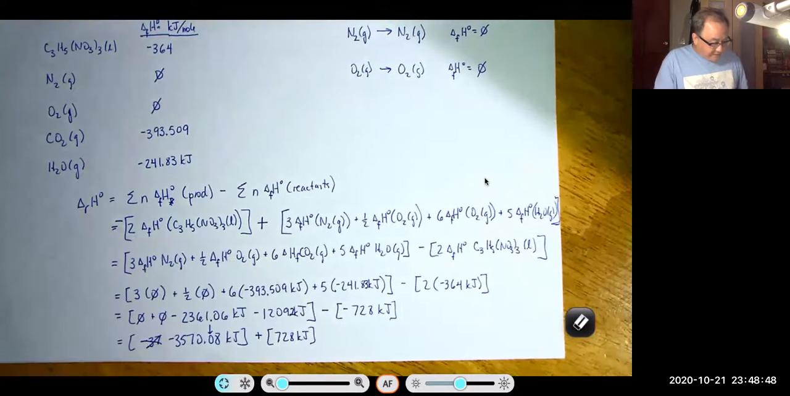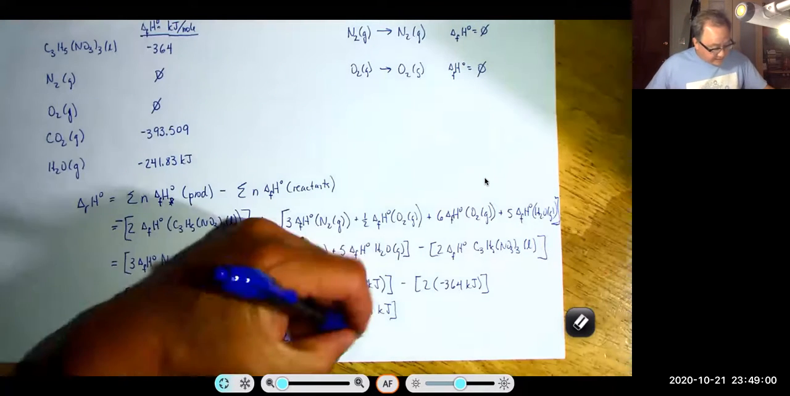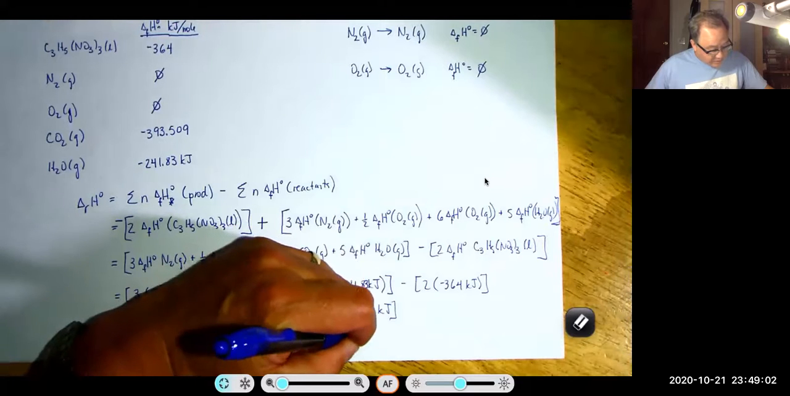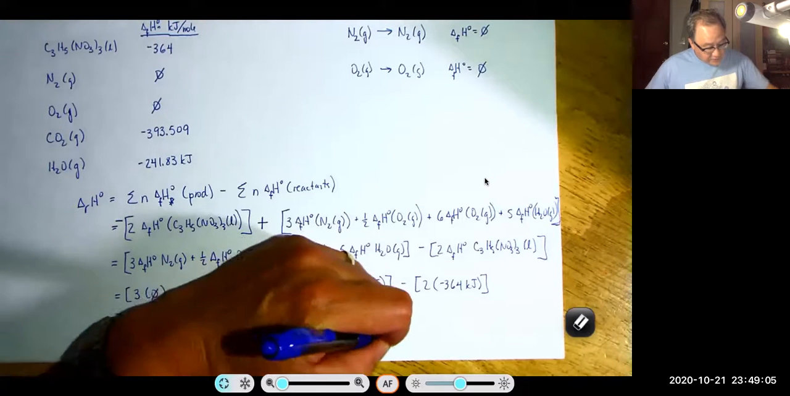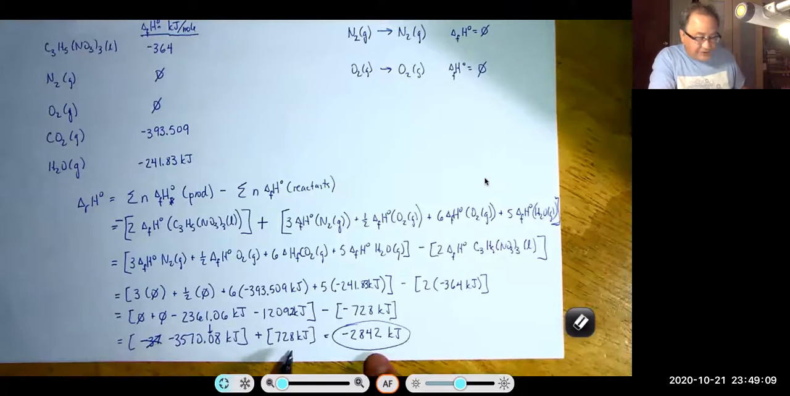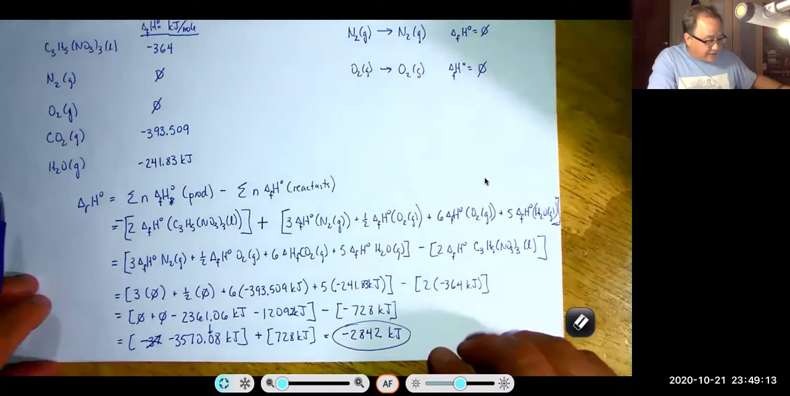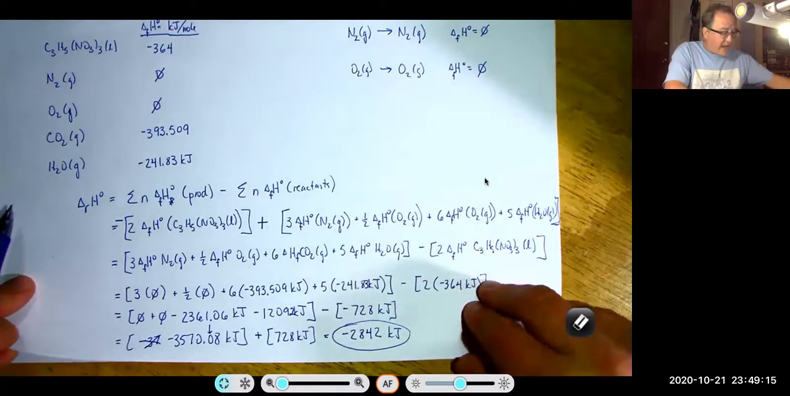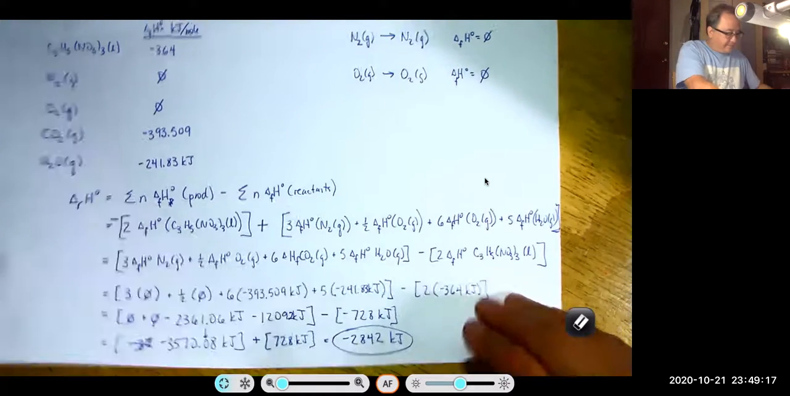So we have this negative value here, negative 3570.08 plus 728. And we get negative 2842 kilojoules. And there's your answer. It's only good to the ones because this is only good to the ones. And that is the amount of energy for this reaction that we were just looking at.